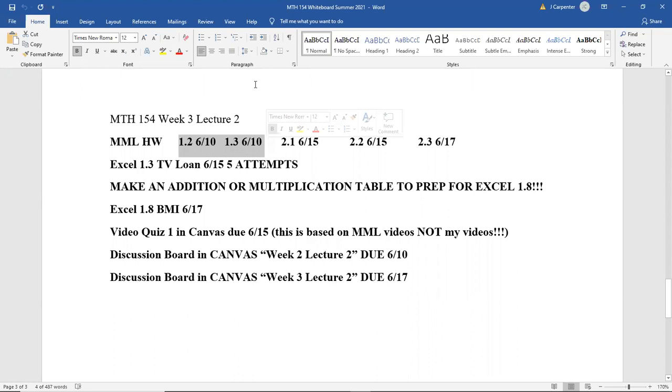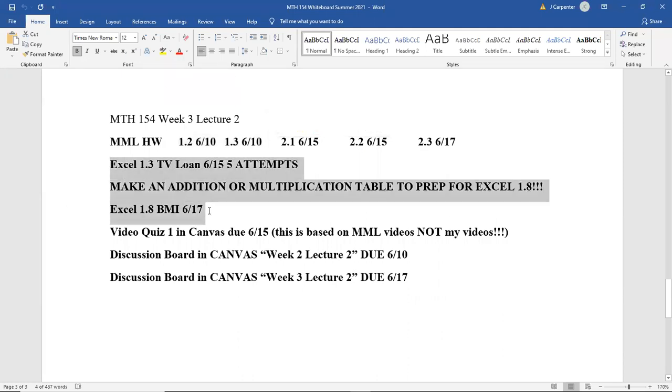2.1 and 2.2, both of those sections are due on the 15th, and we will finish 2.3. We're going to talk about that section a ton today, so that will be due on the 17th. Then notice that we have 2 Excel files due on the horizon.